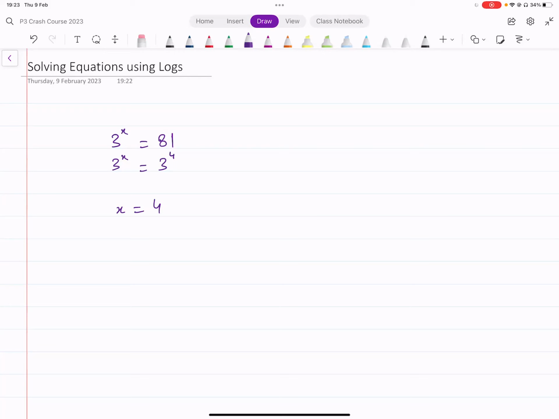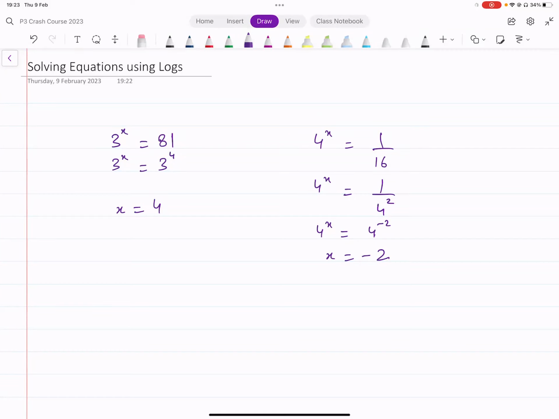Similarly, if you had something like 4 raised to power x equals 1 over 16, let's say, what could we do for this? We could say 4 raised to power x equals 1 over 4 squared, and then we could write it as 4 raised to power x equals 4 raised to power minus 2. We've got the same base on both sides, so the powers should also be equal, and x equals minus 2, right? So we know how to solve equations like these.